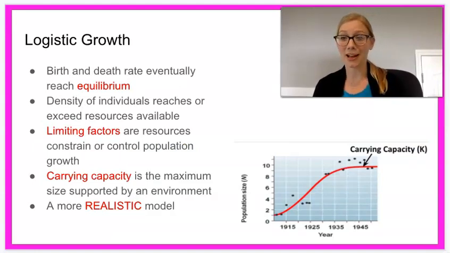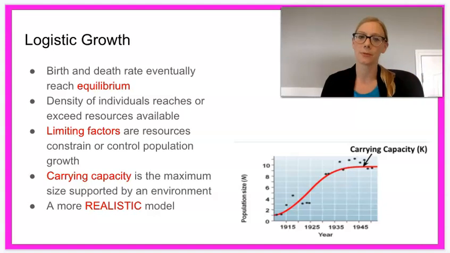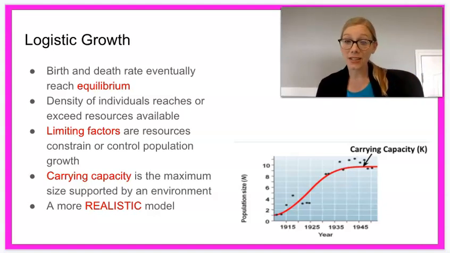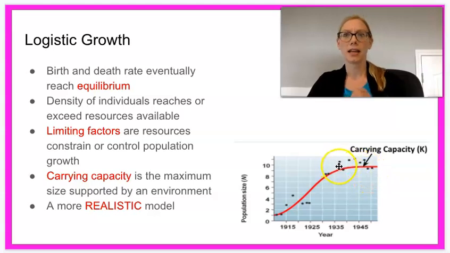Because exponential growth is really not very realistic, we oftentimes use something called logistic growth to model population size. It's where the birth rate and the death rate eventually equal out, right? And so you see more stability in a population. It's where the density of individuals reaches or exceeds resources available. And so we typically see it as an S curve, right? We see this exponential growth for a while, but eventually the population size starts to even out.